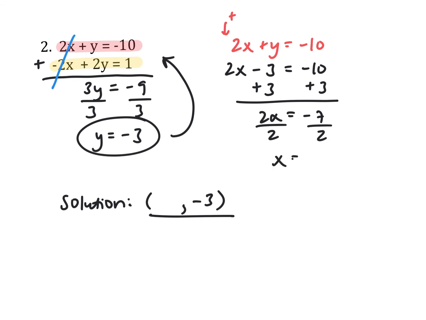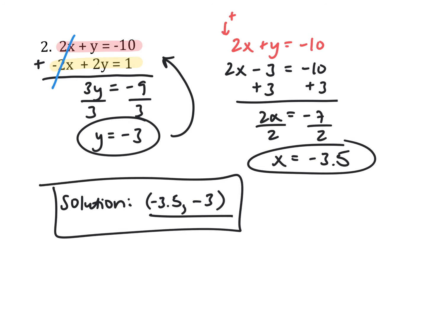And then I divide by 2, so I get x equals, and it's okay if you have a decimal. That's fine. In this case we do, so I get -3.5 for my x value. So my solution is -3.5, -3. Let's go ahead and move on to problem number 3 now.